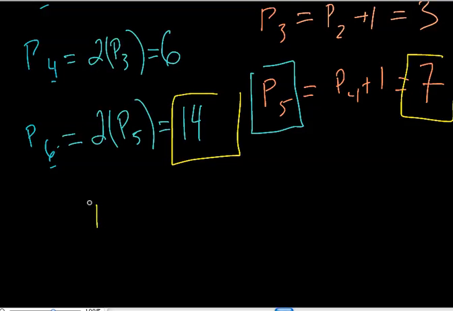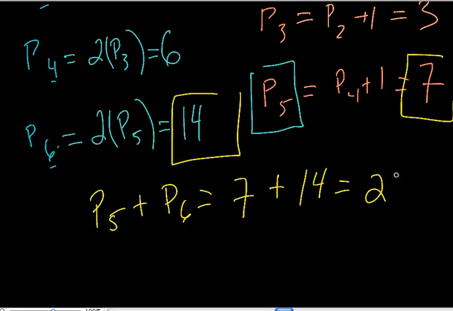Because we want P5 plus P6. And we know that P5 is 7 and P6 is 14, and that makes 21.